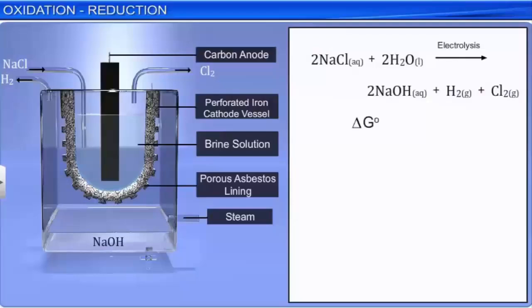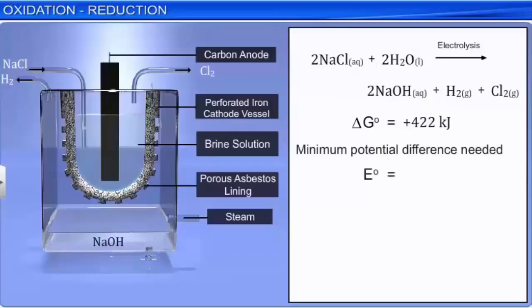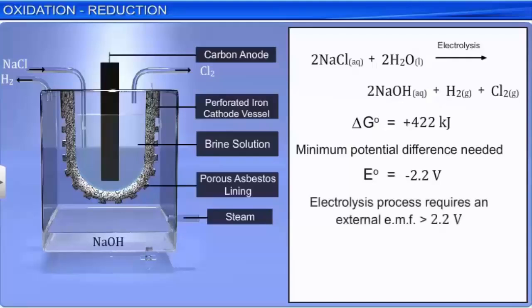The delta G naught for this reaction is plus 422 kilojoules. The minimum potential difference needed for oxidation, E naught, is equal to minus 2.2 volts. Due to overvoltage, the electrolysis process requires an external EMF greater than 2.2 volts. In the process, chlorine gas liberates at the anode.